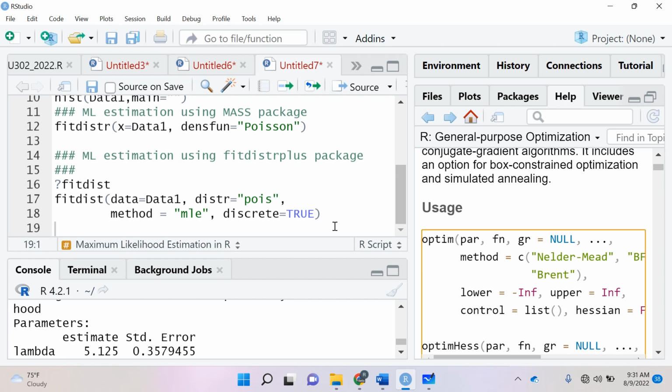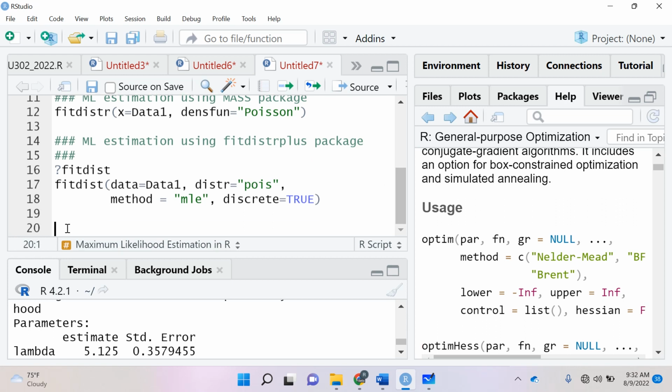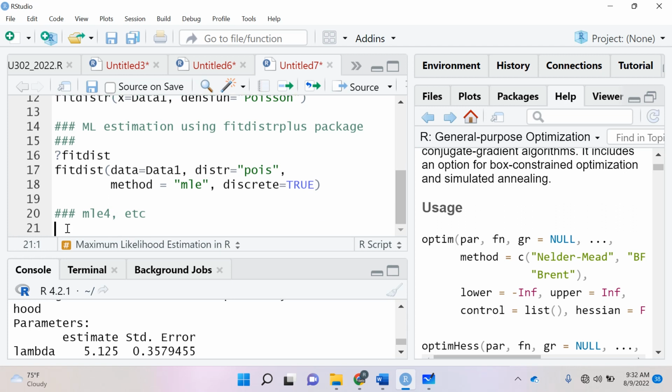So one, we can use this. There are several other packages that you can check for, like I think ML4 and so on. There are so many of them you can check online. There are also nonlinear methods and so forth that you can check for.